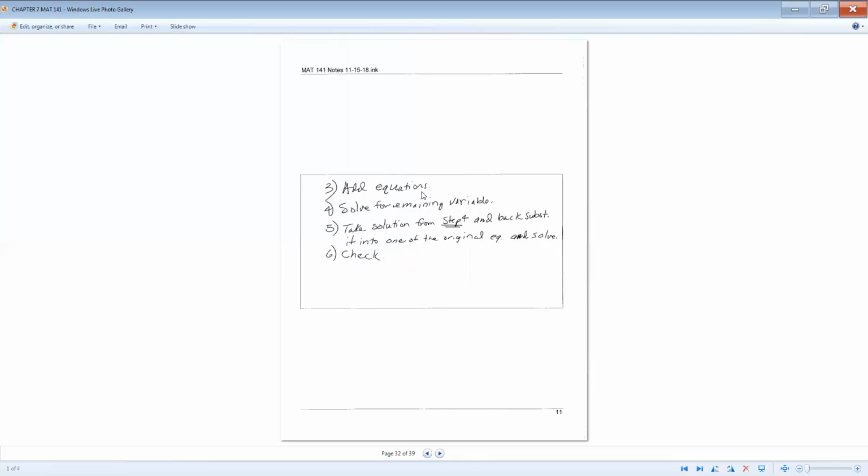So like I said, we'll add the equations together, solve for the remaining variable, then take the solution from step 4, plug it back into the original equation to solve for the other value, and check if you like.